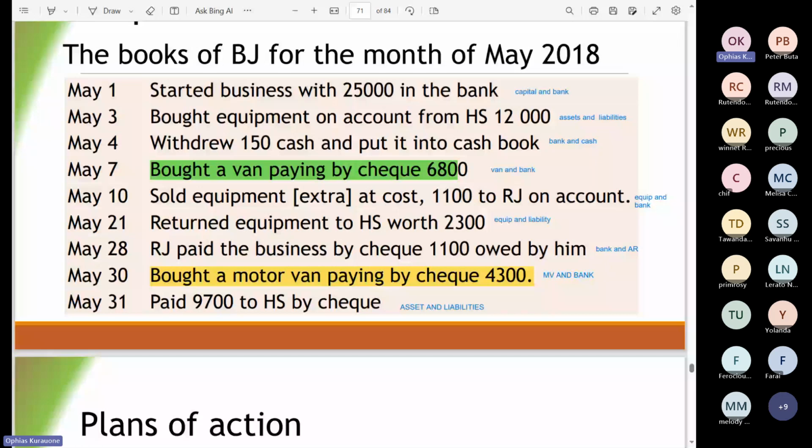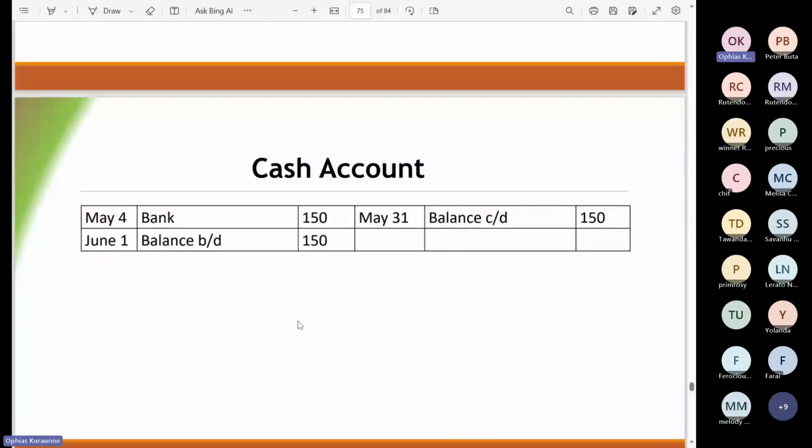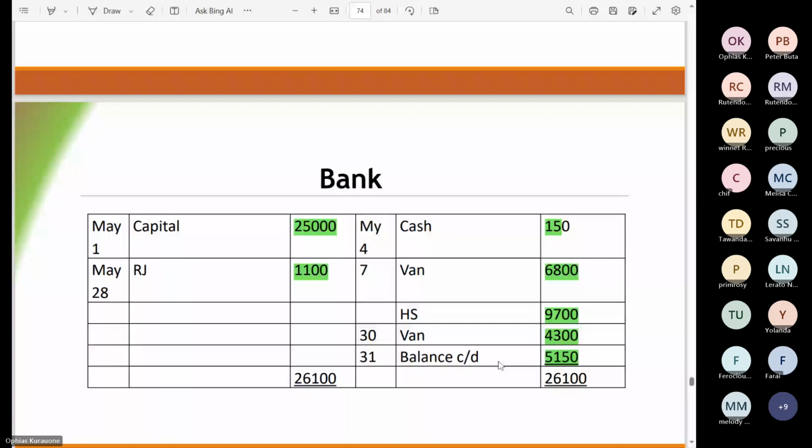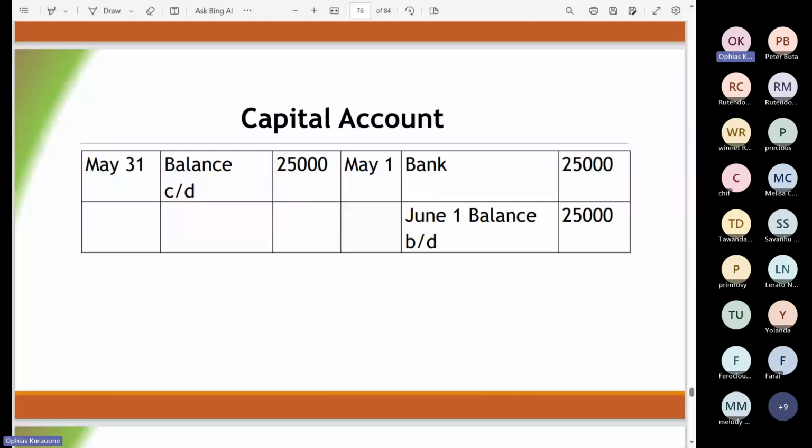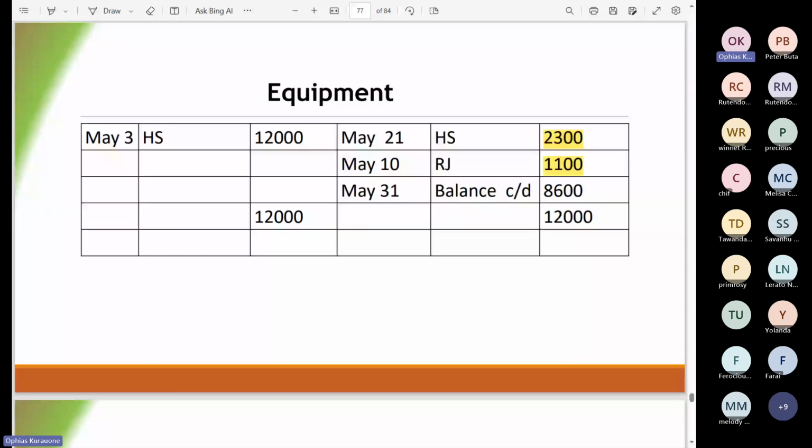Cash account, you only received once, so the balance brought down and carried down is the same, 150. That's why I'm saying on this bank account, these transactions are credit, because this one you received and here you paid. Cash account, that's this. Then capital account, it has got credit balance. So bank 25,000, then balance carried down 25,000. Equipment, like what I said, this one was received. This was disposed 1,100, and this one was paid.